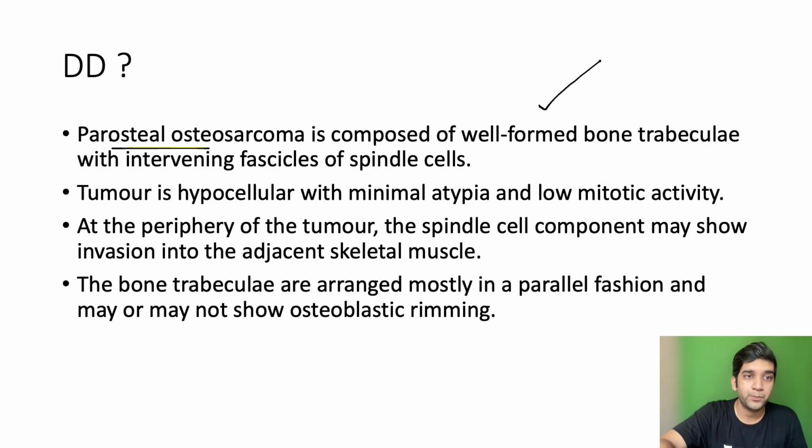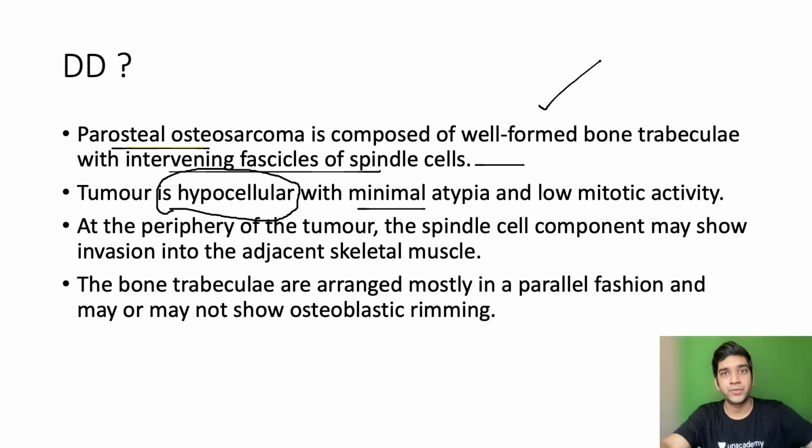It's well-formed trabeculae with intervening fascicle shaped cells. Most of them will show minimal atypia. One clue, which you can even pick up in a J needle biopsy, is a hypocellular lesion. If you remember, you can go back a little bit. Go to the high power image of fibrous dysplasia and compare it with a high power image of parosteal osteosarcoma. Definitely the cellularity in a parosteal osteosarcoma is very much less compared to fibrous dysplasia. One clue for me to suspect it microscopy-wise.